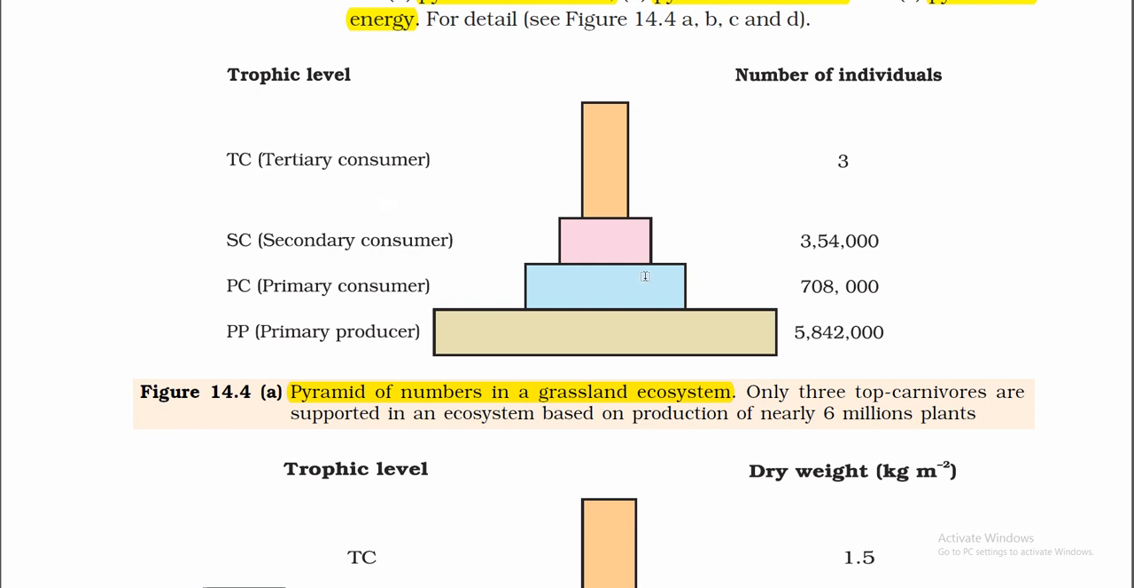That's the tertiary consumer. That's not the power. They only gain that much energy. Only 3 gain the energy. Pyramid of numbers. See, the primary producer base, lots of that, in a grassland ecosystem. So producers are many, consumers are less.